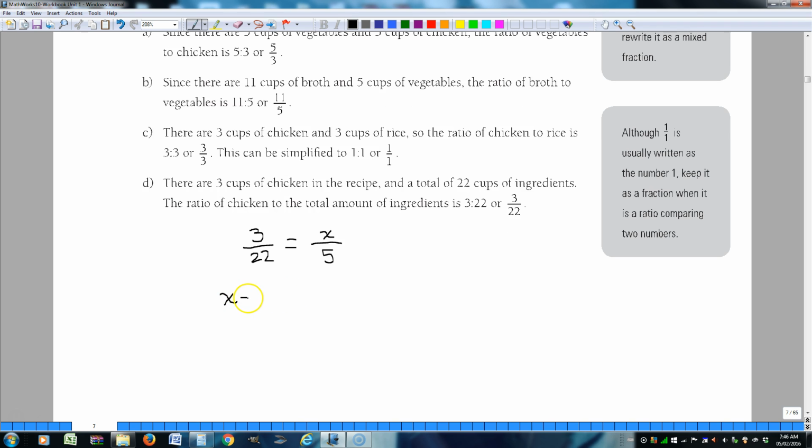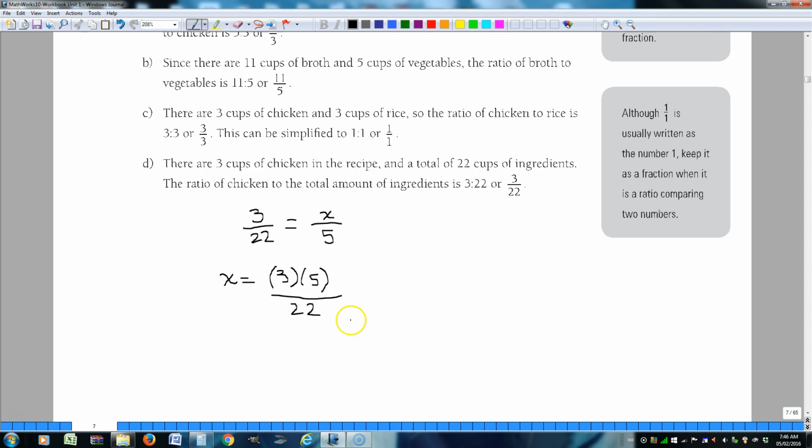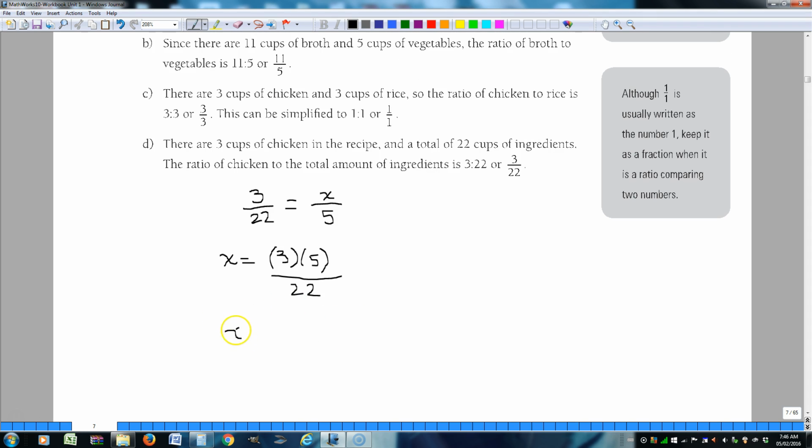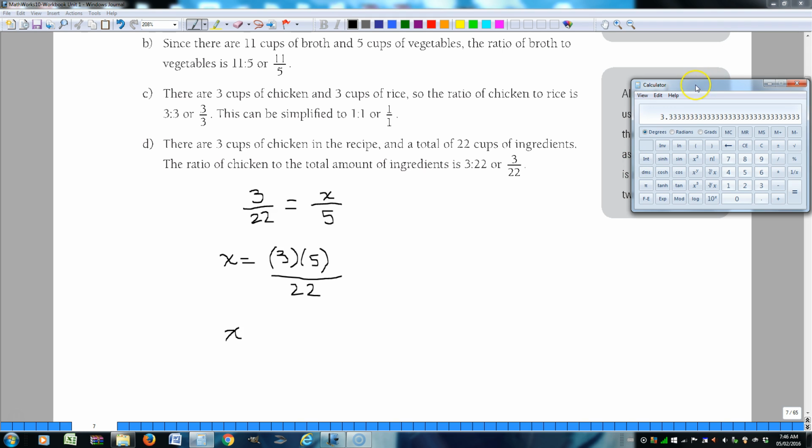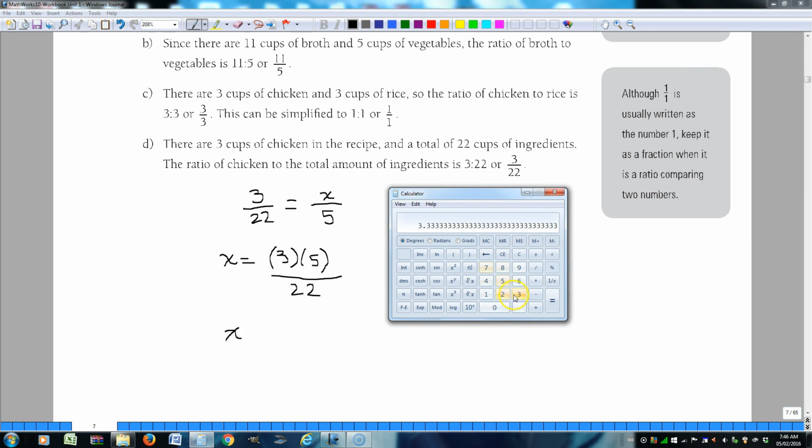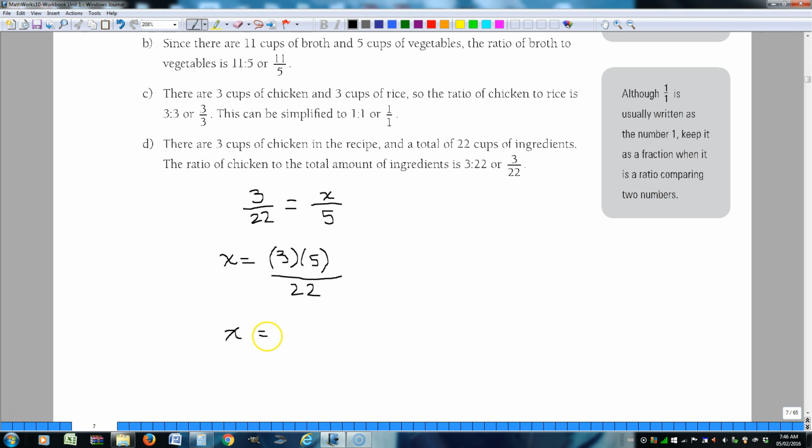X is going to be the cross multiply of 3 times 5, all divided by the 22 that's on an angle across from the x. So cross multiply, then divide. That's what we're doing. And let's finish this up. We have multiplying 3 times 5 and dividing by 22. And our answer is x is 0.68.